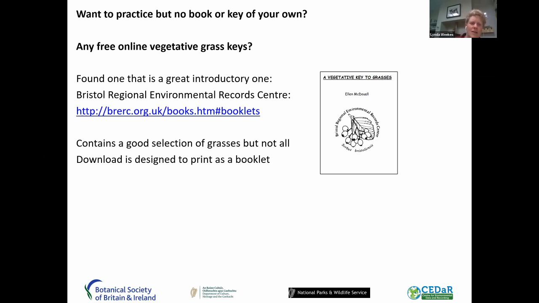You can download it. If you look at it as a PDF, it's designed to be printed and then made into a little booklet. So when you look at it online, the pages are all in different order. They're in a book order, I suppose. But I've downloaded it myself and tried it out, and I found it really, really good. It's a great little thing. And certainly if you don't have a key of your own, it's a good place to start. So just a recommendation, I suppose.